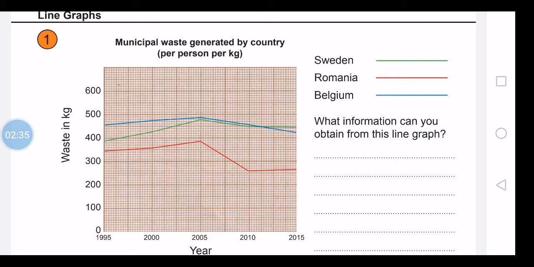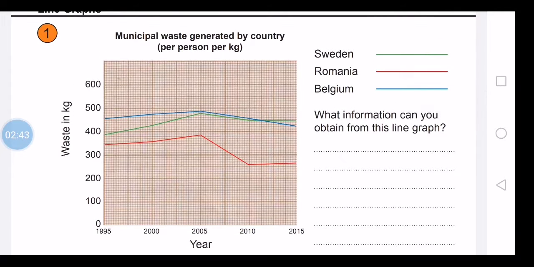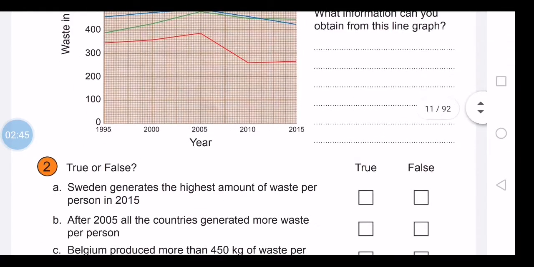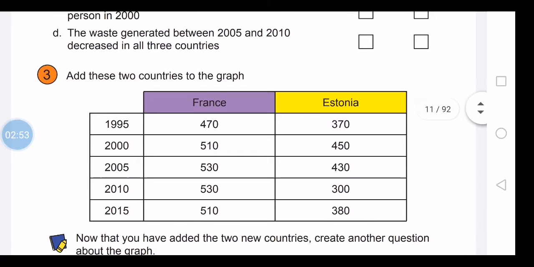Now, you can have a look then, have a think about what I said, and answer the question: what information can you obtain from this line graph? You might need somebody to help you. Then in number 2, you have a series of questions to answer based on that graph. And in number 3, you are given 5 data points for France and 5 data points for Estonia.